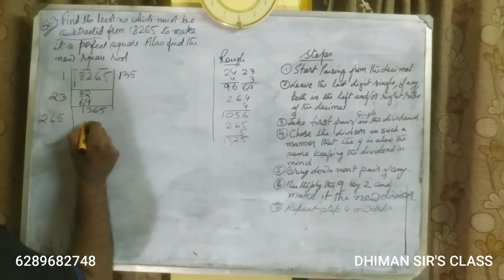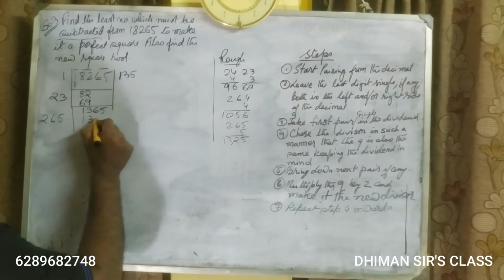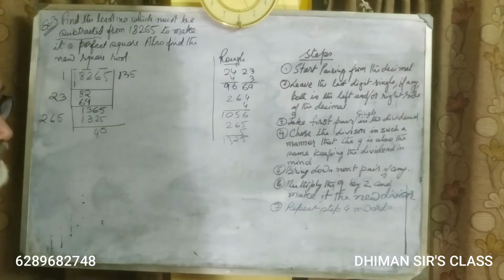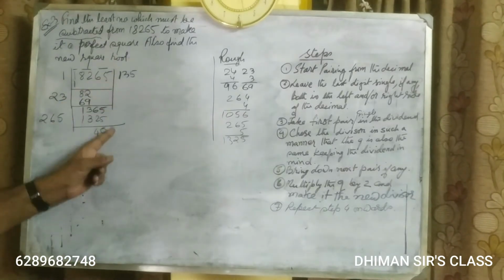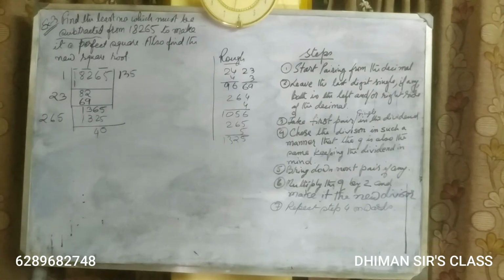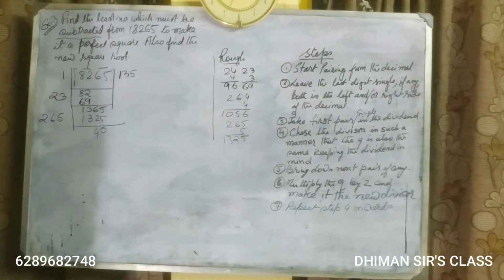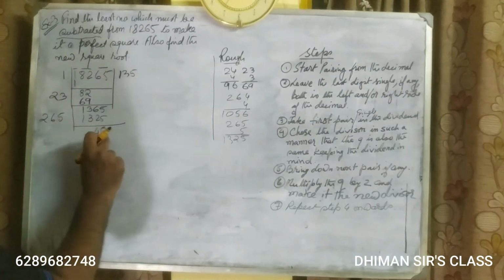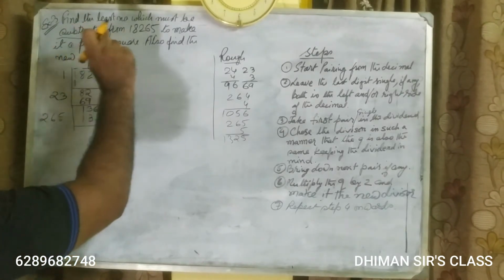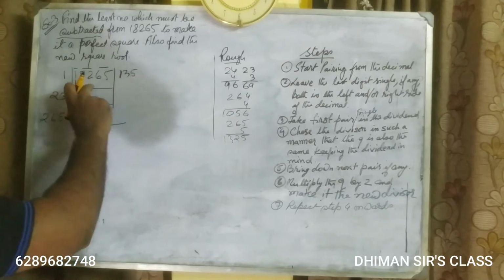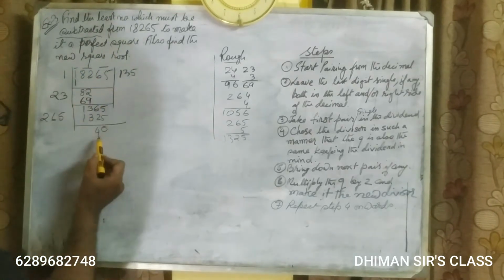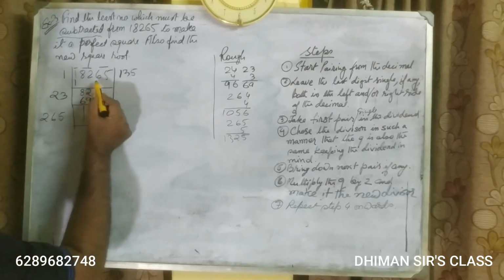But the point is, it's not ending. 1325, remainder 40. There are no more pairs to be brought down. So 40 becomes the remainder. If this 40 was not there, this number would definitely have been a perfect square. Yes or no? Correct. So 40 is disturbing us. So let us remove 40.